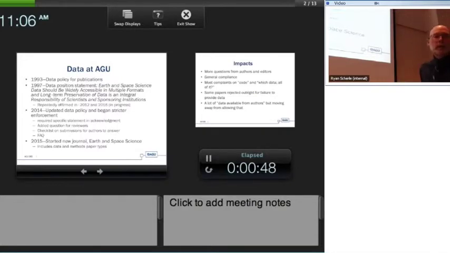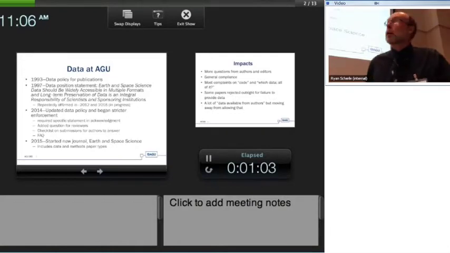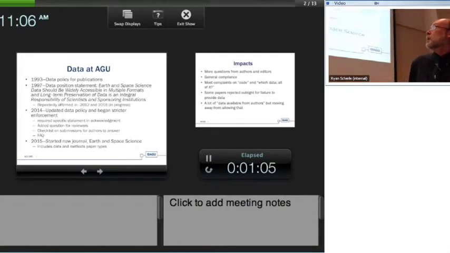We actually had a society position statement in 1997 that's been updated several times since then. A current slight revision of that is in draft, waiting for council approval. We hope to have it through council later this year or early next year. But basically, every statement since 1997 has recognized the inherent value of Earth and space science data, and that it's important both for science and for society issues, and it should be archived.